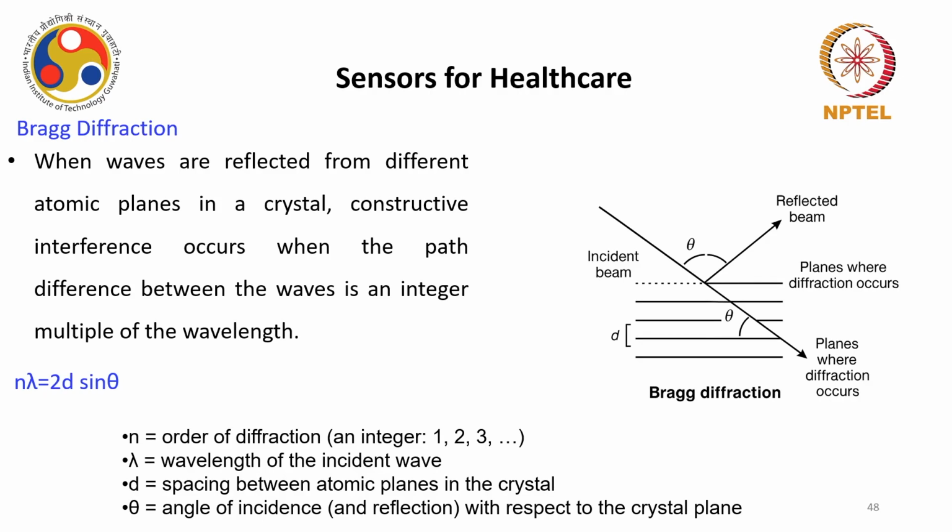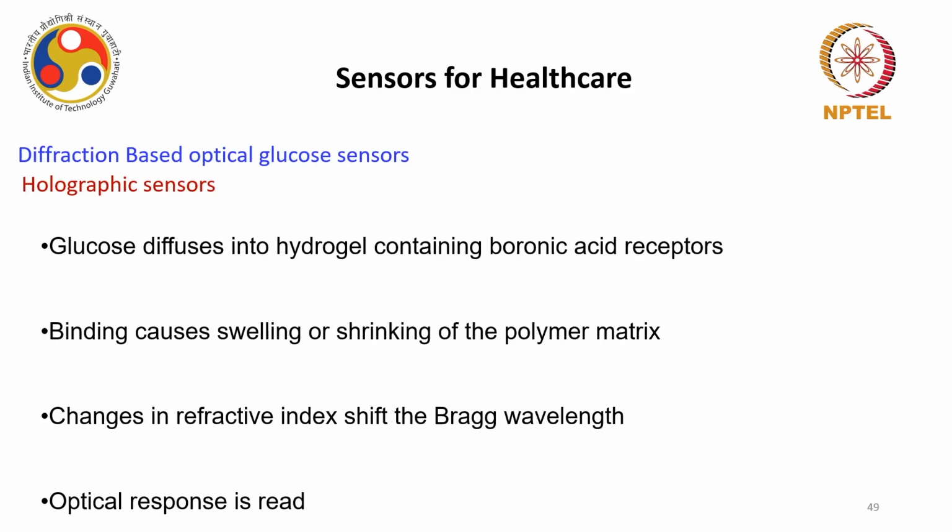So, when waves are reflected from different atomic planes in a crystal, constructive interference occurs when the path difference between the waves is an integer multiple of the wavelength. This is the popular Bragg's diffraction law, and the mathematical equation is n lambda equal to 2d sin theta, where n is the order of diffraction and lambda is the wavelength of the incident wave, while d is the spacing between atomic planes of the crystal and theta is the angle of incidence with respect to the crystal plane. And we know that this Bragg's diffraction is the backbone of many different technologies like X-ray diffraction. Okay, so it exactly utilizes this Bragg's diffraction and volume holography.